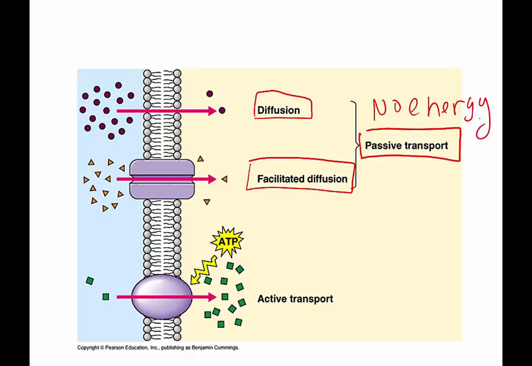So remember, we have that energy molecule ATP. That's the energy molecule the mitochondria makes. So here, no ATP is used for these processes. For active transport, though, as the name alludes to, this requires ATP. So it requires energy.